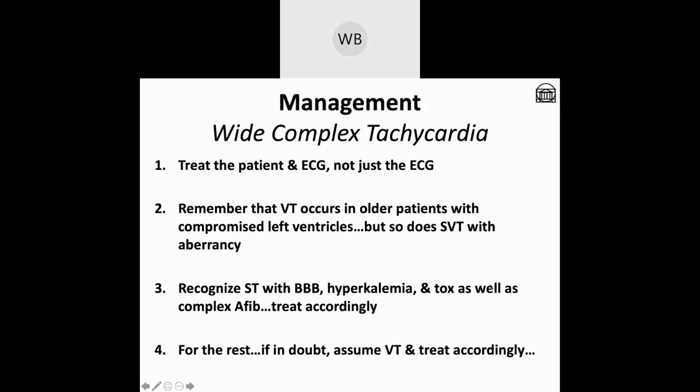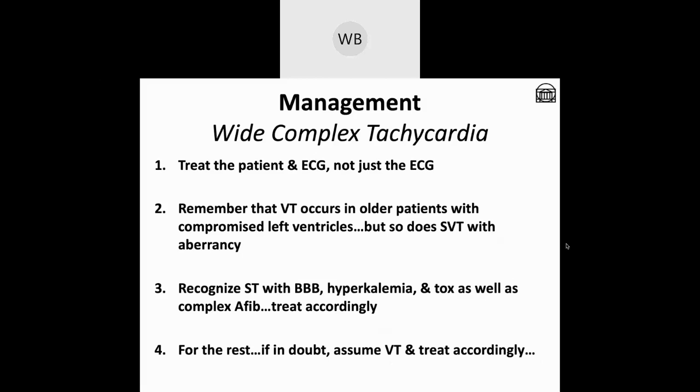Management issues in general, let's treat the patient and the electrocardiogram, not just the ECG. Many of us, myself included, sometimes get all wound up, get our knickers in a twist, as they say, when we see a wide complex tachycardia. What is it? What is it? What are we going to do about it? Well, let's look at the ECG and let's look at the patient. You know, considering the algorithmic approach that I just suggested, it helps you work through the various steps and stages of this presentation and highly likely do the right thing.